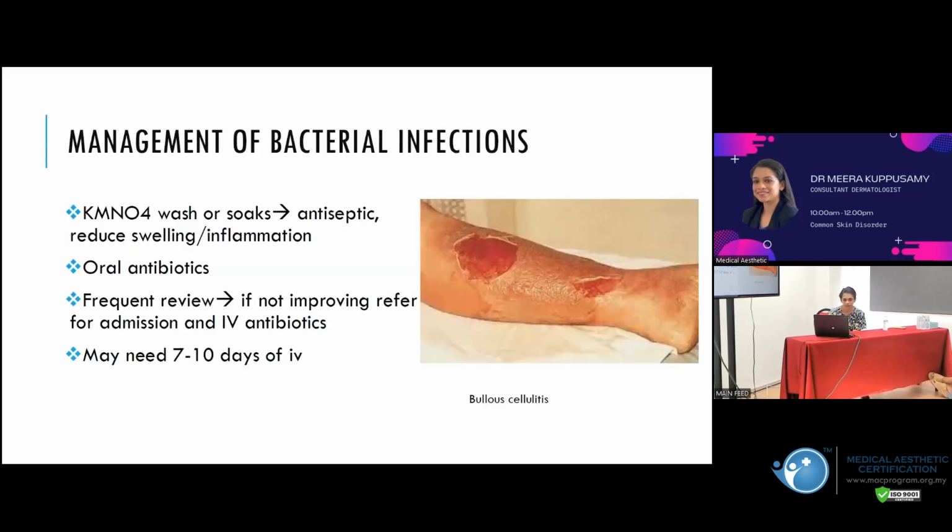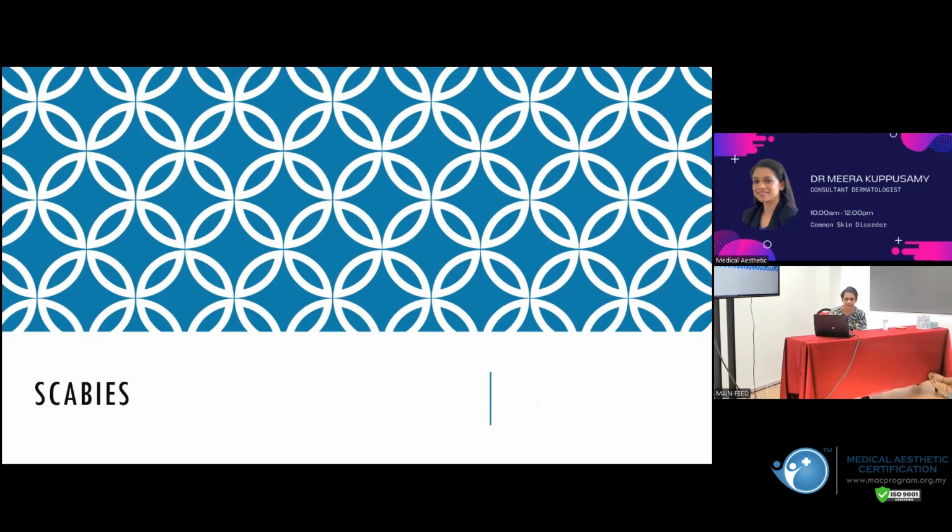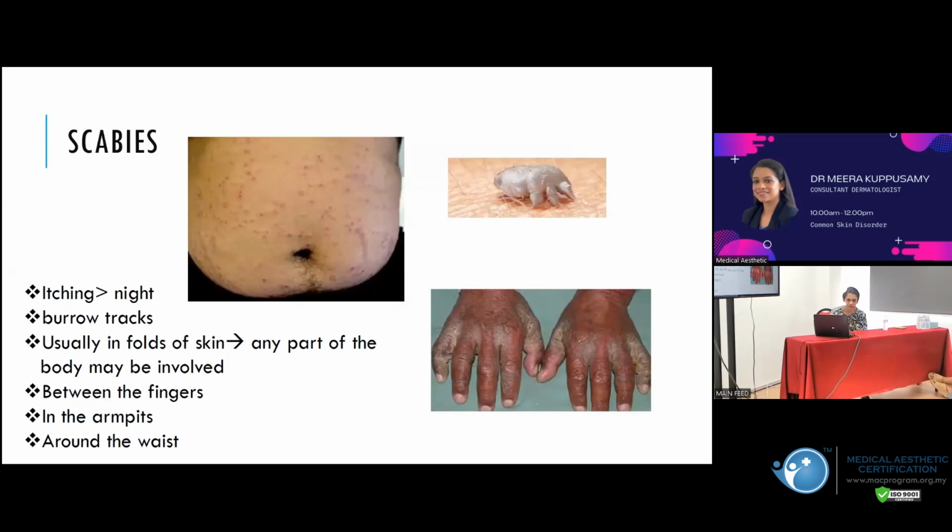Okay, that's cellulitis. Scabies, common infection, and sometimes also misdiagnosed. Generally it goes in between our finger web space, toe web space. But in adults, it can be more generalized like this. Just full of papules all over the body.